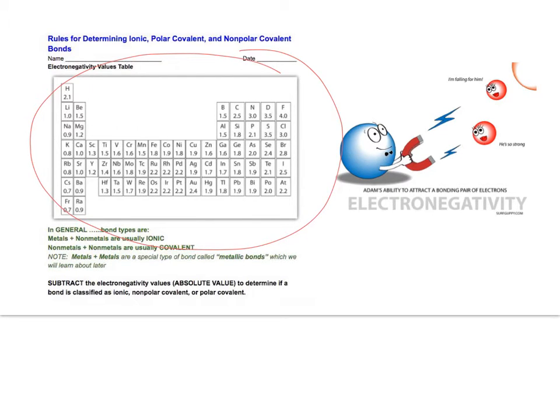And what we do is we take the electronegativity, which remember is one atom's attraction for another atom's electrons. And there are some rules for determining what kind of bond it will be by subtracting the electronegativity. So this is the absolute value, so we don't worry about negatives. And there's some rules for determining what kind of bond you have. So let's practice.